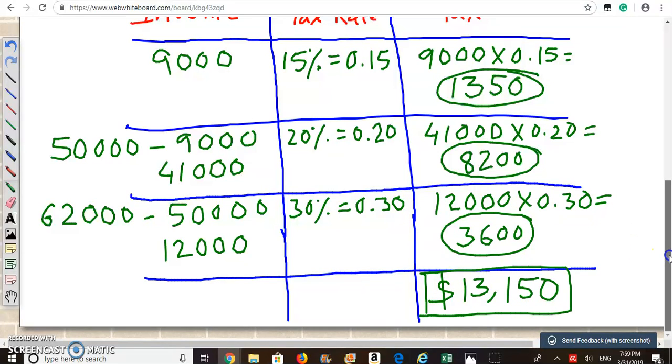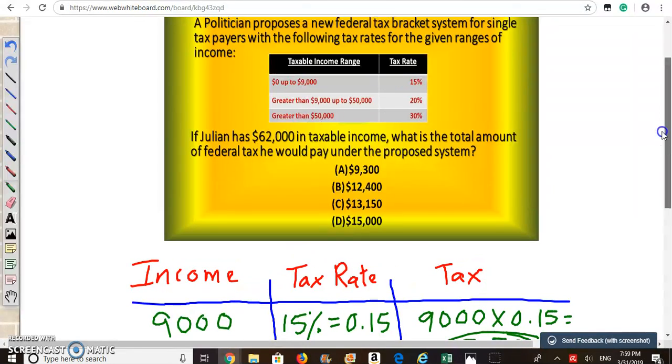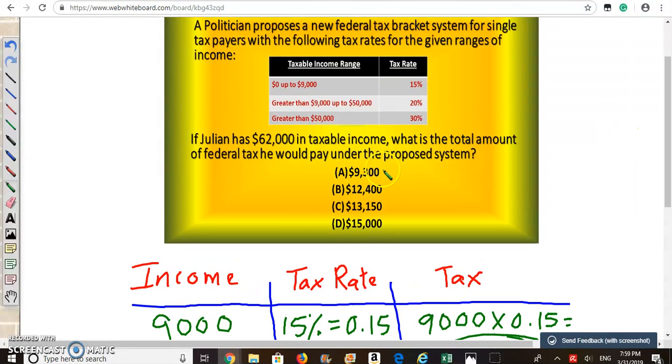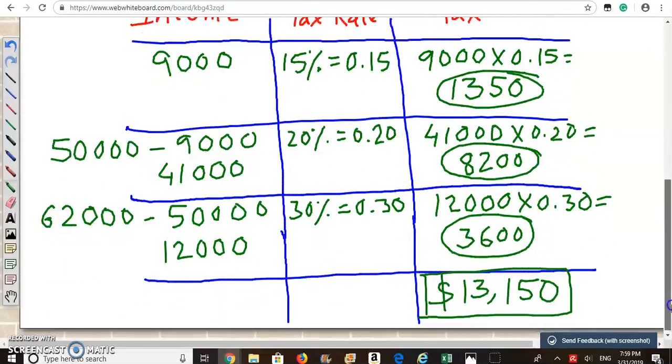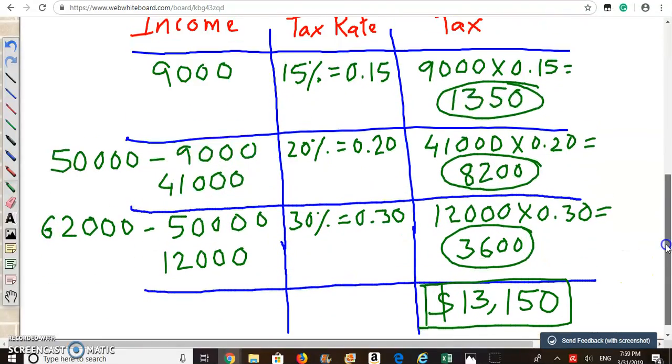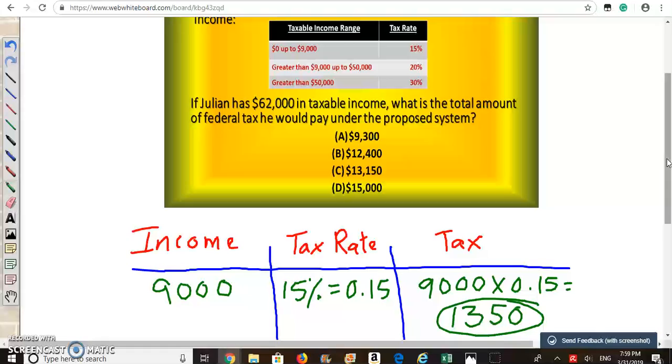Let us see which is the right answer here. So A is 9,300, not true. B is 12,400, not true. C is 13,150. That is what we have found here. So C is the correct answer for this particular problem.